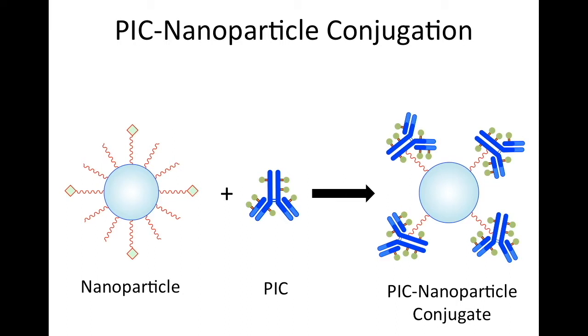Using this approach, we hypothesized that we can increase the delivery of photosensitizer to cancer cells by increasing the amount that each receptor recognizes and brings into the cell.